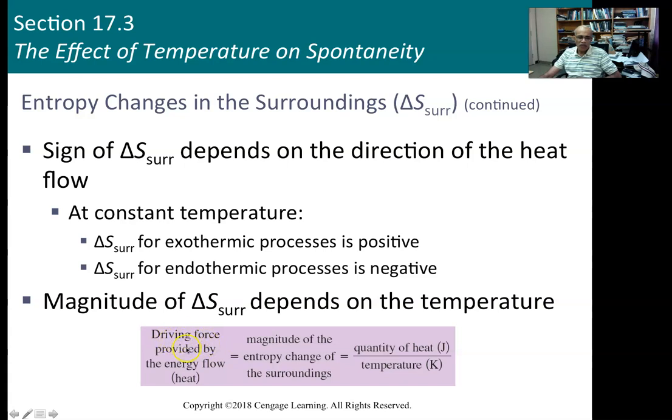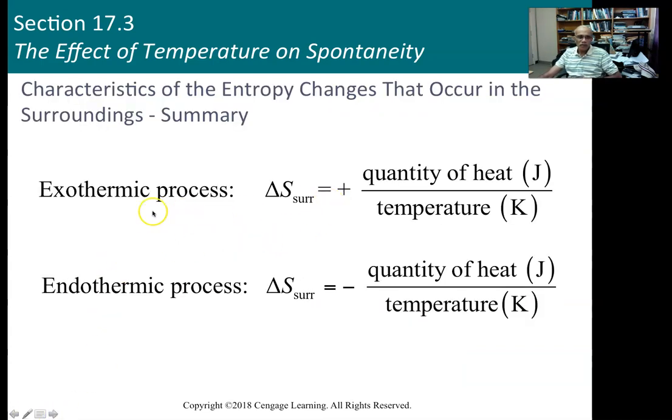Here, you look at the driving force provided by the energy flow, which is equal to the magnitude of the entropy change of the surrounding. The magnitude is calculated from the quantity of heat, and that is divided by the temperature. So that's the relationship. In an exothermic process, the change in entropy of the surrounding will be plus the quantity of heat divided by the temperature. Note the units here, usually it's in joules, and this is Kelvin. You already know the Kelvin, but note that for entropy, a lot of the consideration is given in joules. For an endothermic process, you will see a minus sign here, the quantity of energy over the temperature.